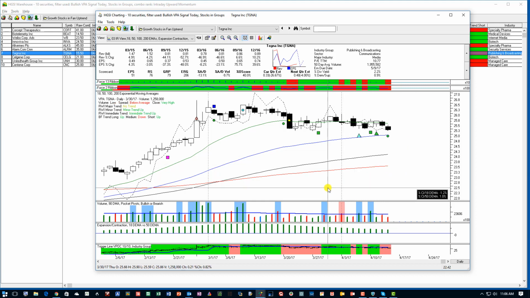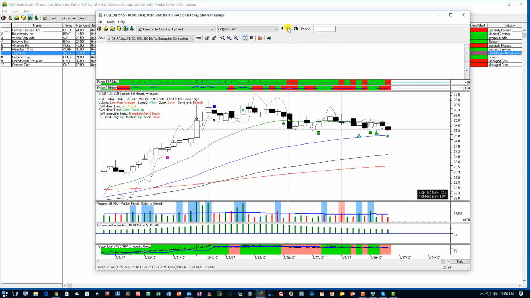Let's just go through this list quickly. This has been drifting down. You're going to have some resistance over here, but it's holding. It looks like it's under accumulation. The group has been drifting down, the dotted line. So once again, I pay a lot of attention to the group, which is publishing and broadcasting in this case.